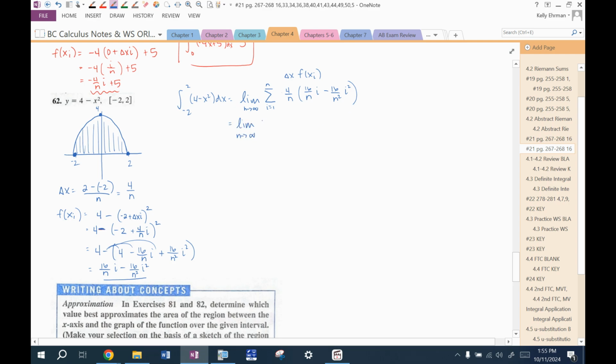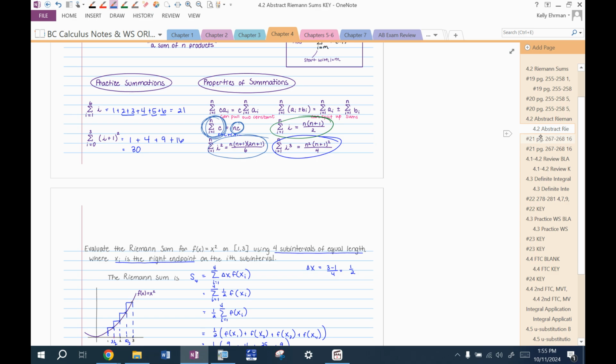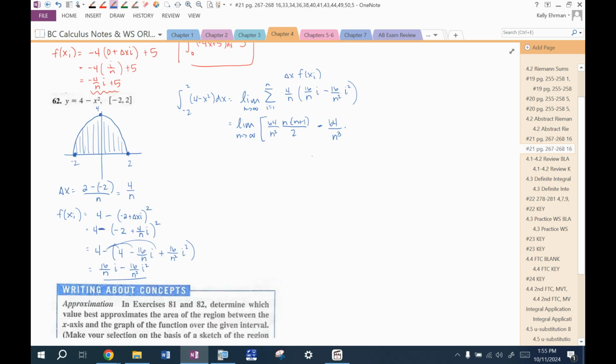The limit as n approaches infinity of, let's get rid of our summation. So what constant do we have here? We have 64 over n squared. What's the sum from 1 to n of I? N times n plus 1 over 2, minus 4 times 16 is 64 over n times n squared, n to the third. What was the rule for I squared? Good question. N times n plus 1 times 2n plus 1 over 6.